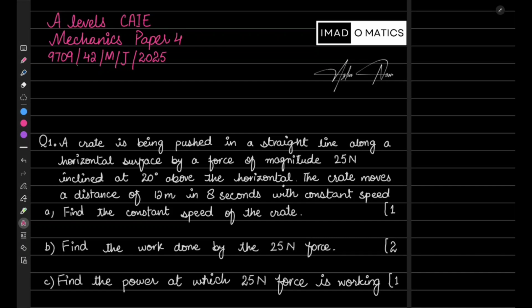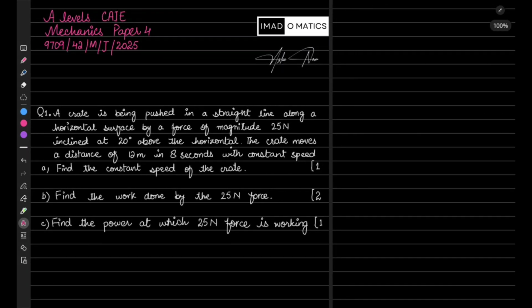Today I'm here again with a very recent paper, Mechanics Paper 4 for May-June 2025. So let's begin. Question number 1 says a crate is being pushed in a straight line along a horizontal surface by a force of magnitude 25 Newton. Okay, so this whole scenario is given to us.